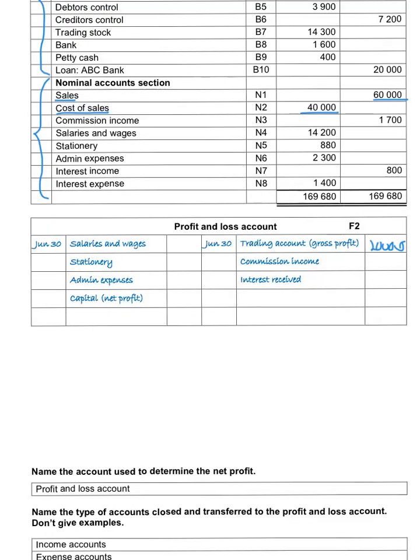Income always have credit balances, so to close the income account, we will have to debit the account, and because we debit the income account, we will credit the profit and loss account with 1,700 and with 800 Rand.